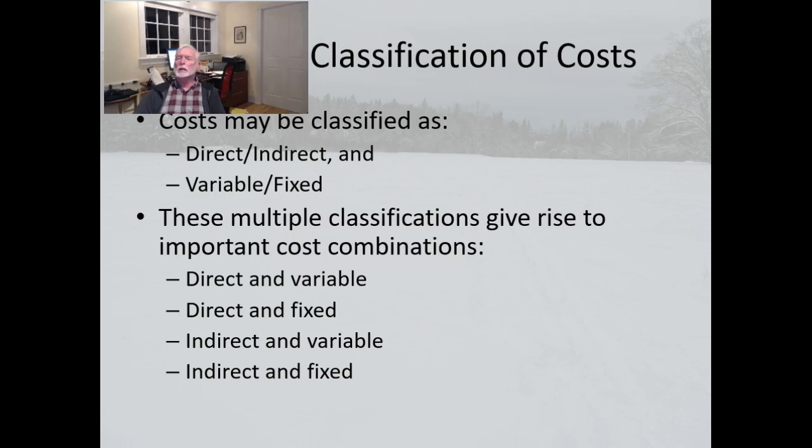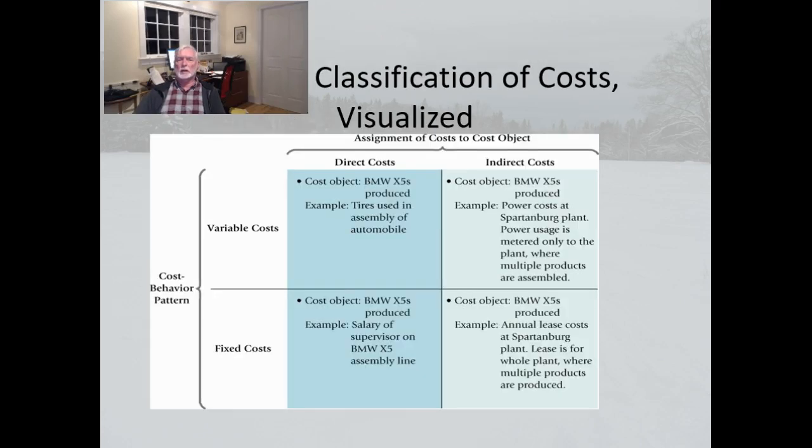So let's look at a graphic of that. Back to BMW here, let's look at a graphic of that. So we've got variable cost. The cost object is the BMW X5. We have tires used in the assembly of the automobile. So that's a direct cost and is variable because the more cars we produce, the more tires we need.